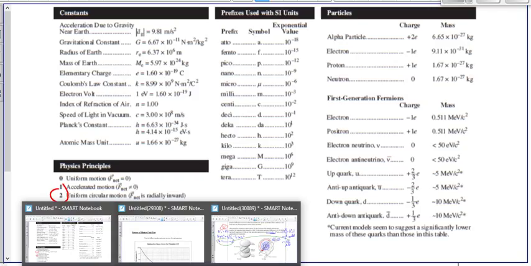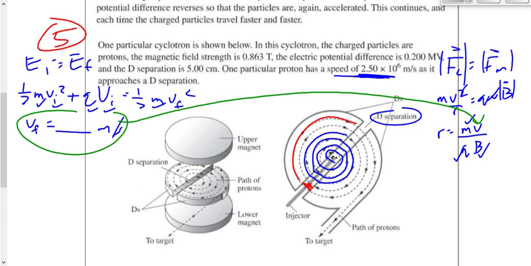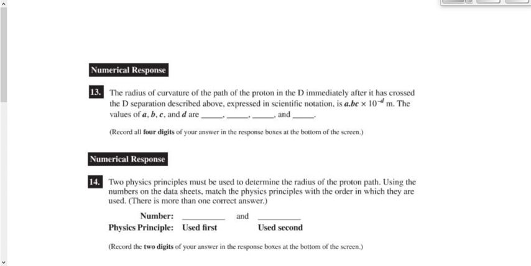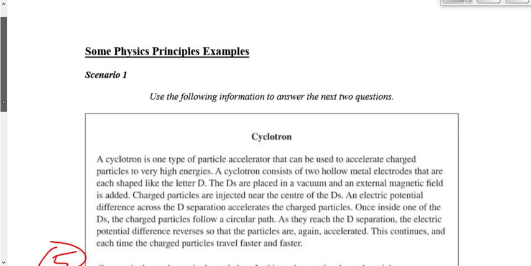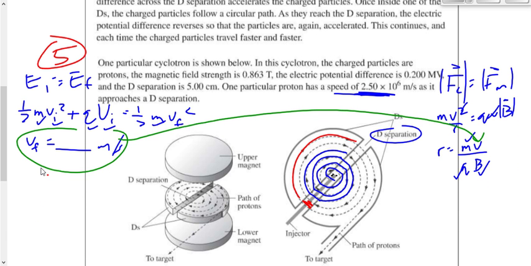Now look closely at what the question said here. The question said, 2 physics principles, used first and used second. Some of you are going to look at this and say, I used this one first and this one second. But then some of you are going to say, well, I started with this one, and then I went to this one, and then I went back to this one. So which one's first, which one's second? Here's a rule of thumb. What got me the answer? This got me the answer that I wanted, right? I was solving for R.